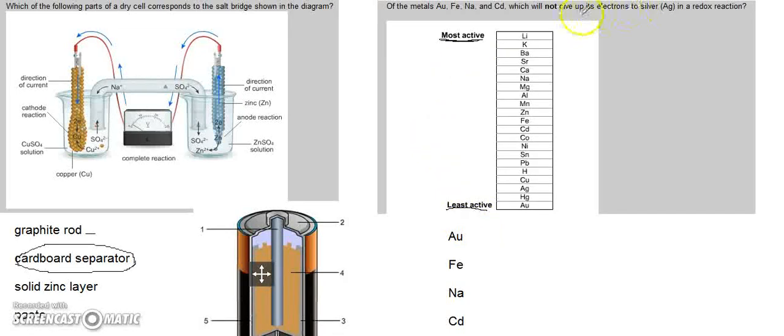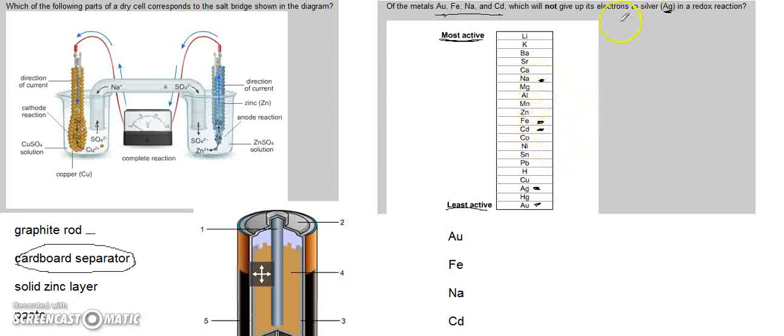So first thing we need to do is find silver, Ag. And so here is silver. It is not very active. And then we want to know which will not give up its electrons to silver. So which of these 4 want to hold on to their electrons more than silver does? Let's find these 4 on our chart. So Au is right here, Fe is here, Na, and Cd.